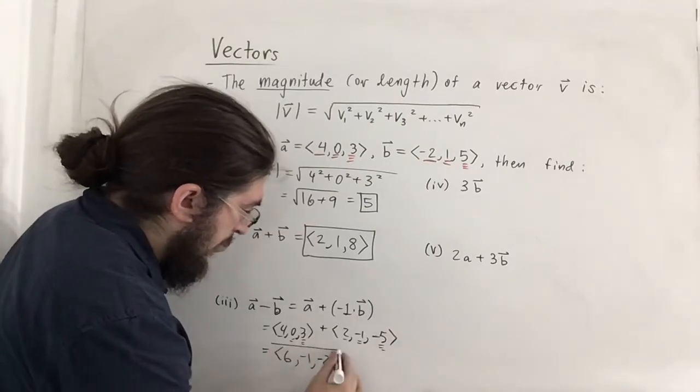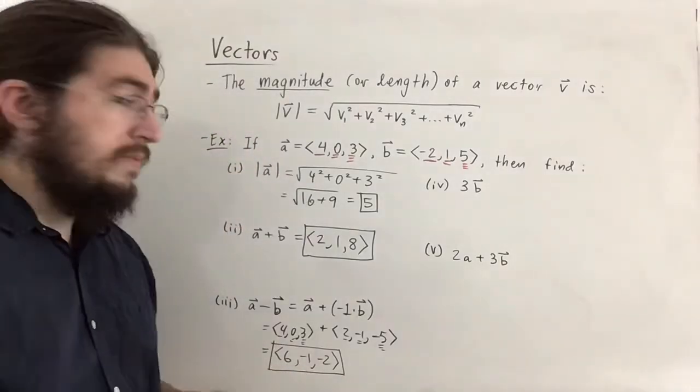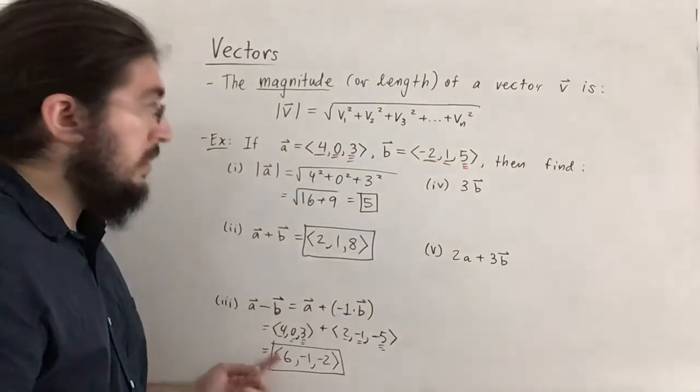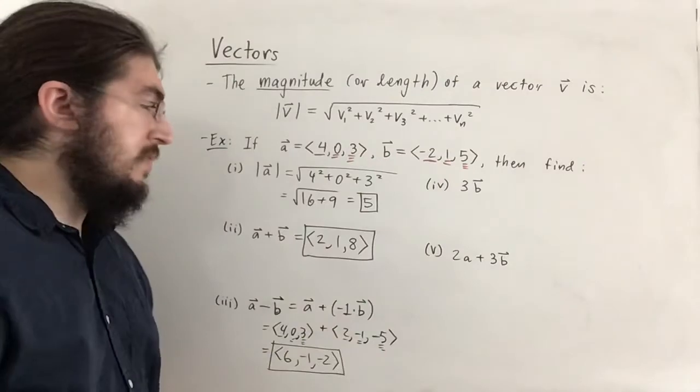Now something that you may be thinking is, couldn't we just subtract component-wise? And yes, you can. That's a different way of thinking of it, but that also works. Notice 4 minus negative 2 is 4 plus 2, which is 6. 0 minus 1 is negative 1. And 3 minus 5 is indeed negative 2.